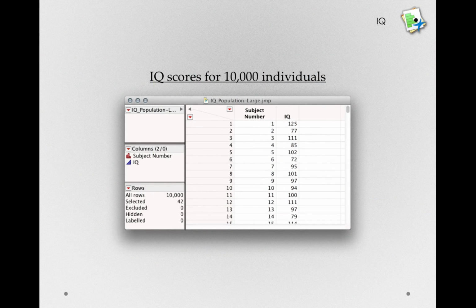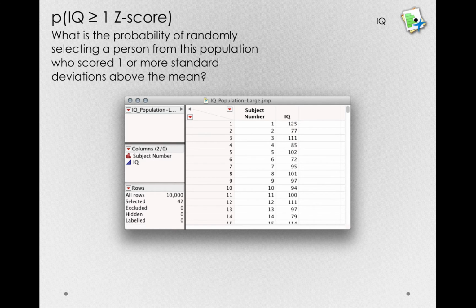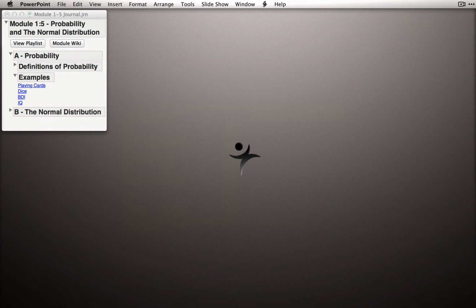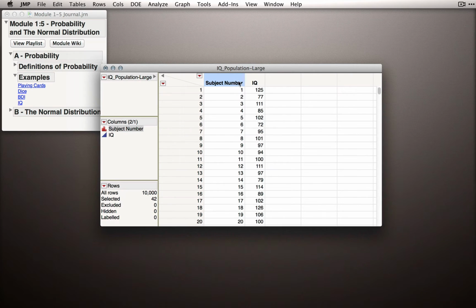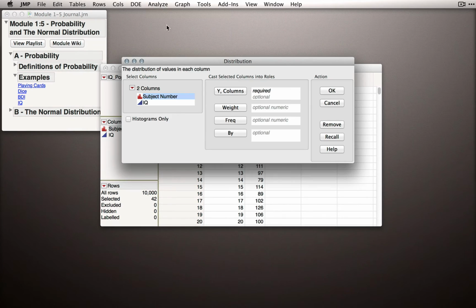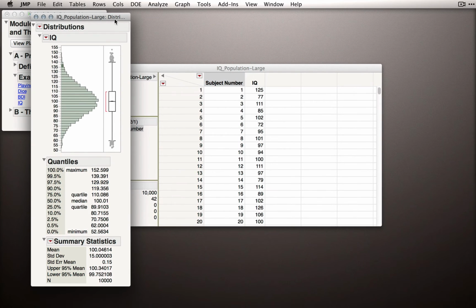Now let's try one final example using IQ scores for, again, 10,000 individuals. And I want to ask the exact same question. What's the probability of randomly selecting a person from this population who scored 1 or more standard deviations above the mean? That is to say, had a z-score of 1 or more. Let's go back to JMP, and if you have the journal, you can click IQ under the examples to bring up this table. Now again, let's first start by going to the distribution platform and looking at the distribution of IQ scores. You may notice something very interesting.